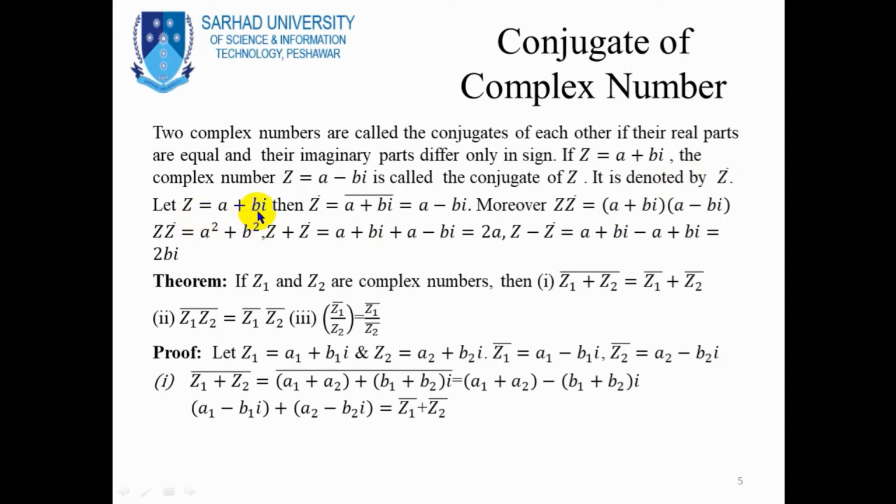Now z is equal to a + ib. Then the conjugate, this is the bar symbol. Applying this bar symbol, only the sign of the imaginary part will be changed. So a - ib is the conjugate.